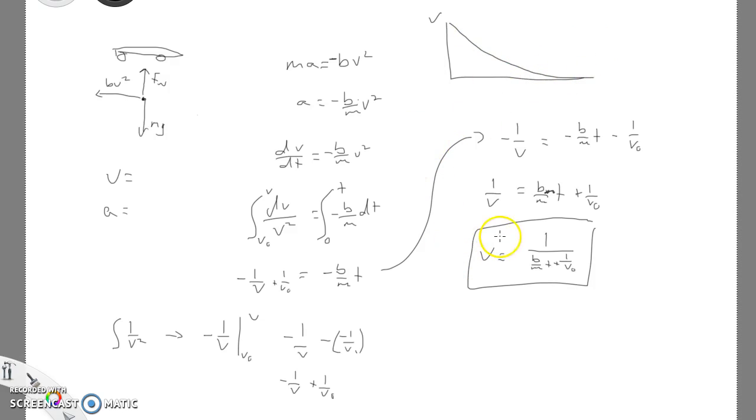Okay. Now we want to find acceleration. So acceleration will be the derivative of this. So dv dt. Okay. And so the derivative of b over m t plus 1 over v naught is going to give us negative m over b times b over m t squared plus 1 over v naught. Okay, so that would be your equation for acceleration.